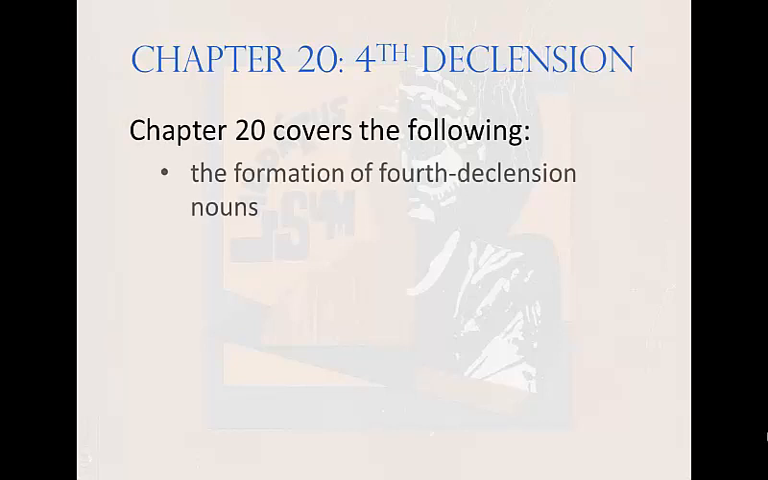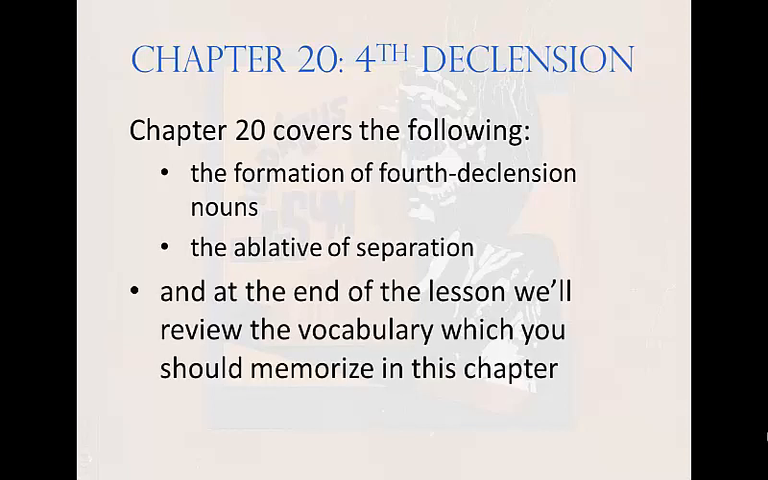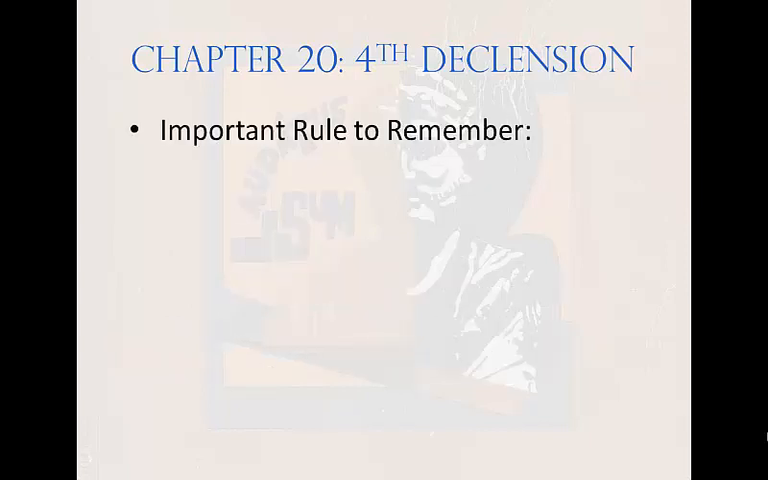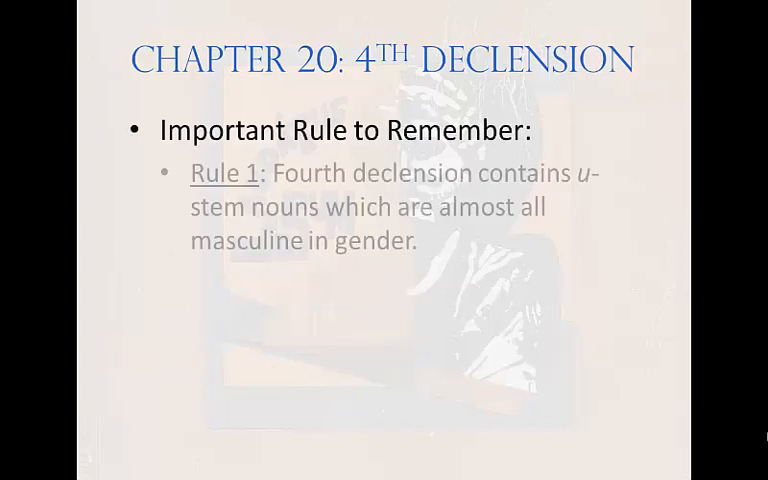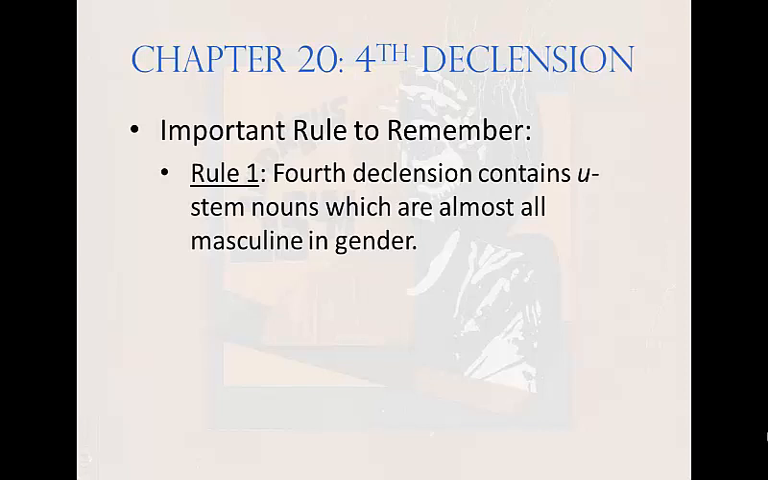Chapter 20, Fourth Declension. Chapter 20 covers the formation of fourth declension nouns and the ablative of separation, and at the end of the lesson we'll review the vocabulary which you should memorize in this chapter. There is one important rule to remember here. Fourth declension contains U-stem nouns, which are almost all masculine in gender.